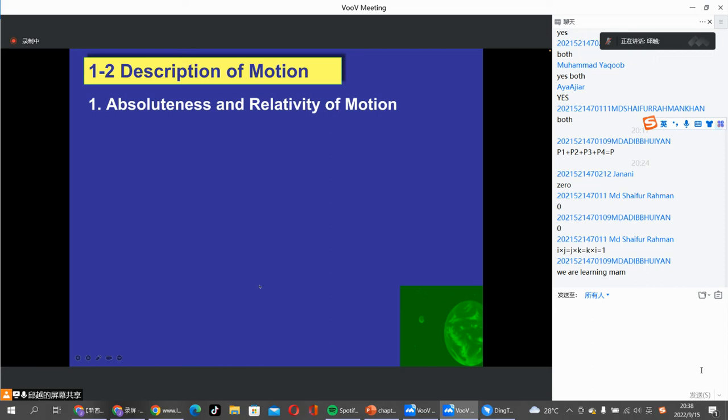Okay, here we come to the second part of our class, description of motion. Having known the basic concepts of vector addition, vector multiplying, now we come to absoluteness and relativity of motion.